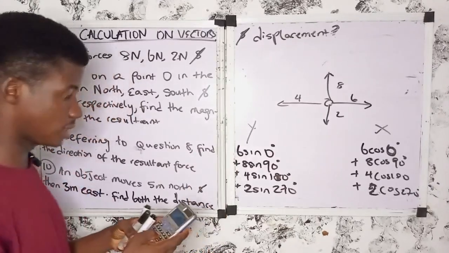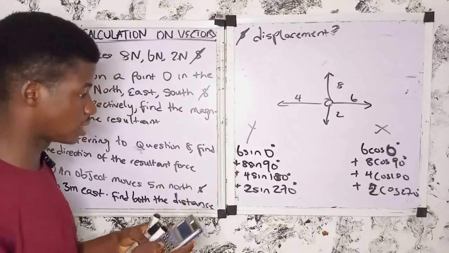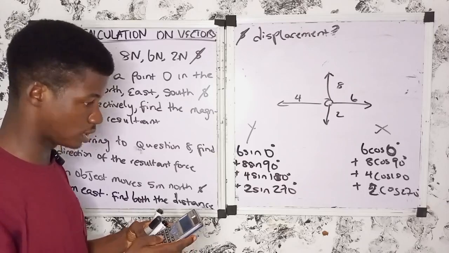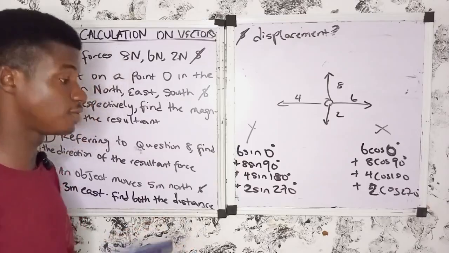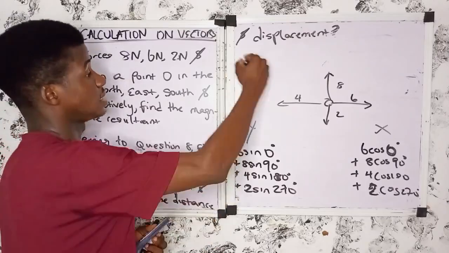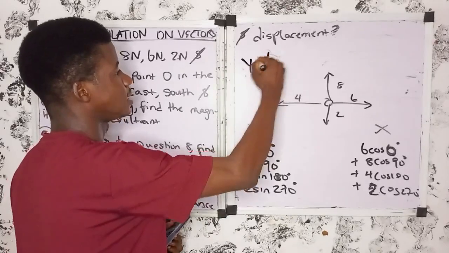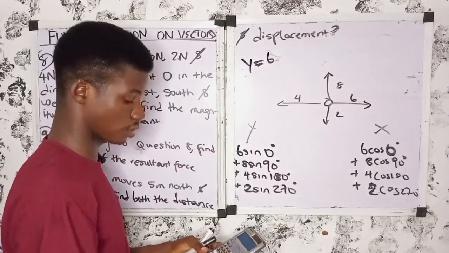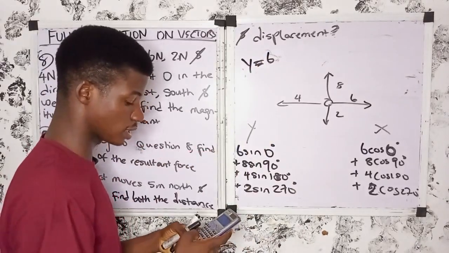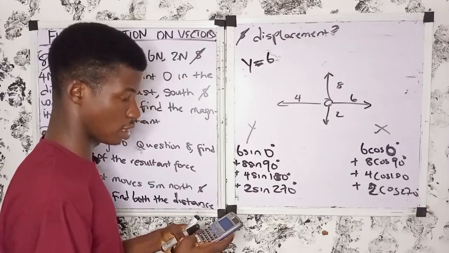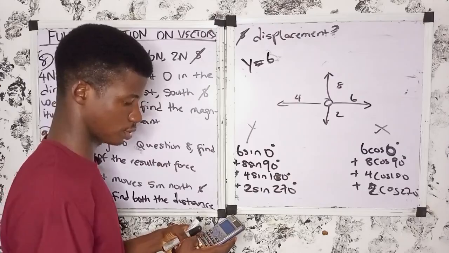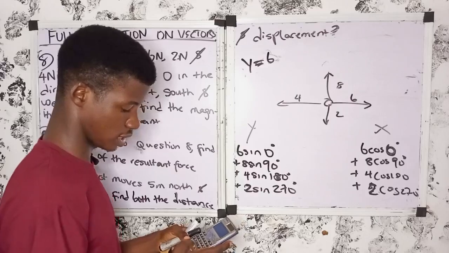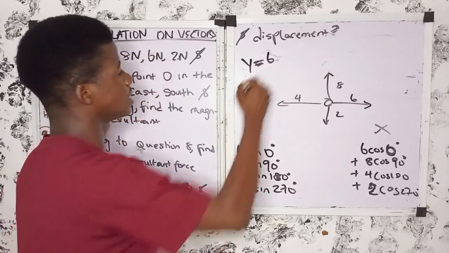Okay, 6 sine 0 plus 8 sine 90 plus 4 sine 180 plus 2 sine 270. Everything gives us 6. So our y is 6. Then what about our x? If we add everything, let's just do it. 6 cos 0 plus 8 cos 90, then plus 4 cos 180, then plus 2 cos 270. Okay, if we do it, we get 2. Our x is 2.